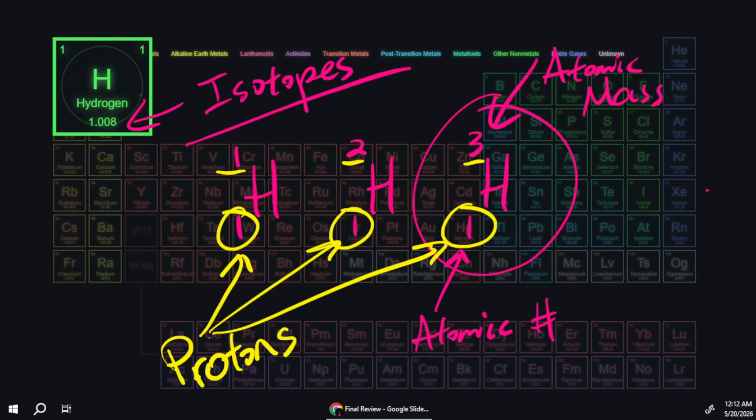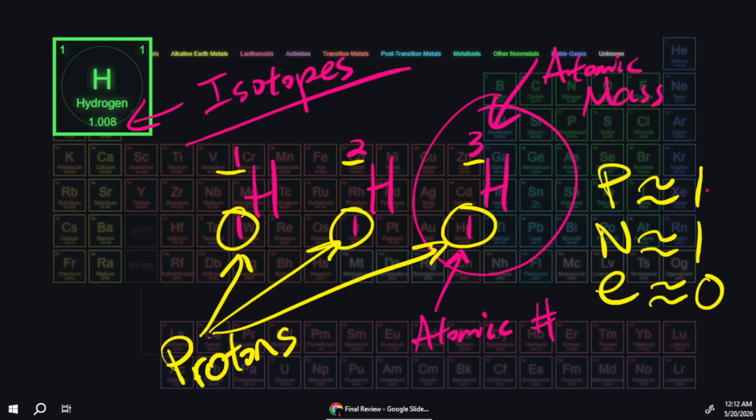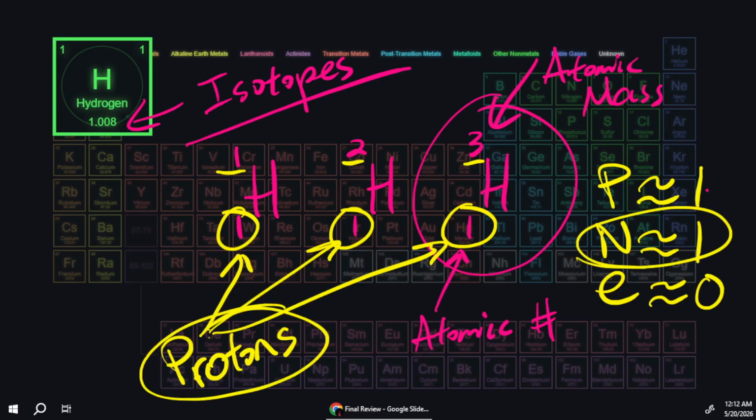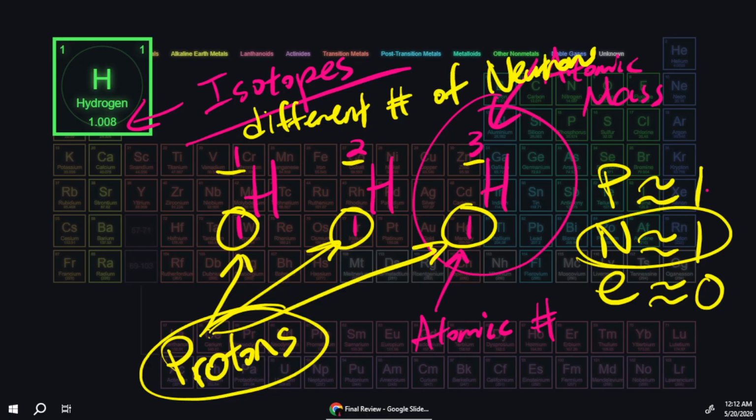And remember our AMU for protons, neutrons, and electrons. So protons is approximately 1, neutron is approximately 1, electron is approximately 0. So if protons are not changing, that means the neutrons are changing. So basically, isotopes are elements with a different number of neutrons. That's it. That's what isotopes are, okay?